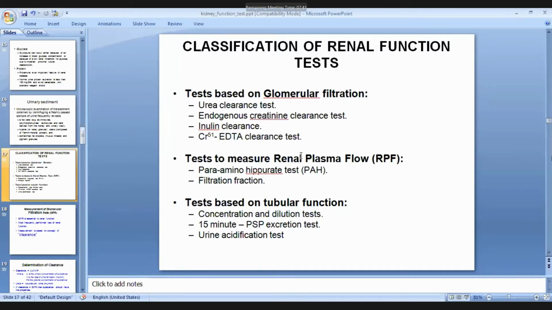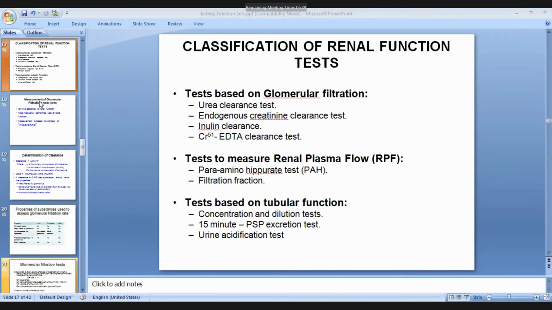So these are the different tests that can be performed to assess renal functioning under different categories. To assess glomerular function, clearance tests are done. To assess the renal plasma flow, how much blood is flowing towards the kidney, there is the para-aminohippurate test and filtration fraction. For tubular functioning, the concentration and dilution test, dye excretion test, and urine acidification test can be performed, and we'll be discussing them one by one. This is our classification of renal function tests.